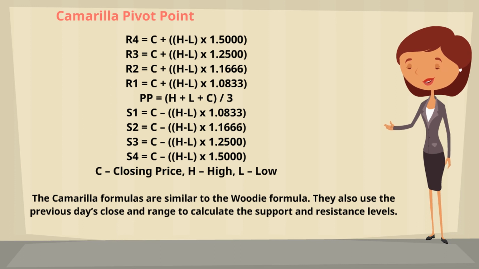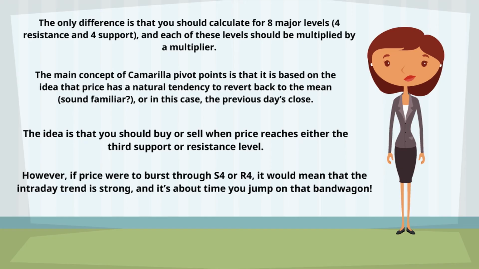See the formulas for Camarilla pivot point. The Camarilla formulas are similar to the Woody formula. They also use the previous day's close and range to calculate the support and resistance levels. The only difference is that you should calculate 8 major levels, 4 resistance and 4 support, and each of these levels should be multiplied by a multiplier.